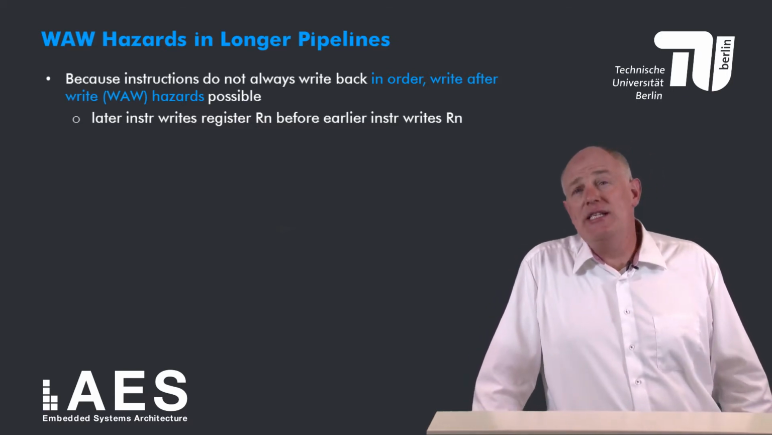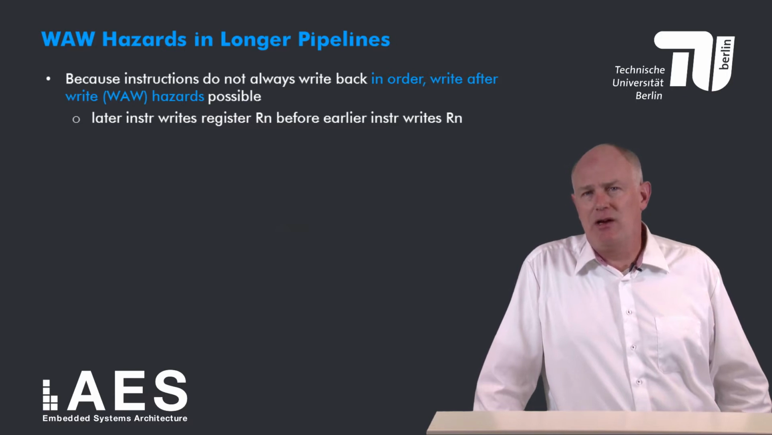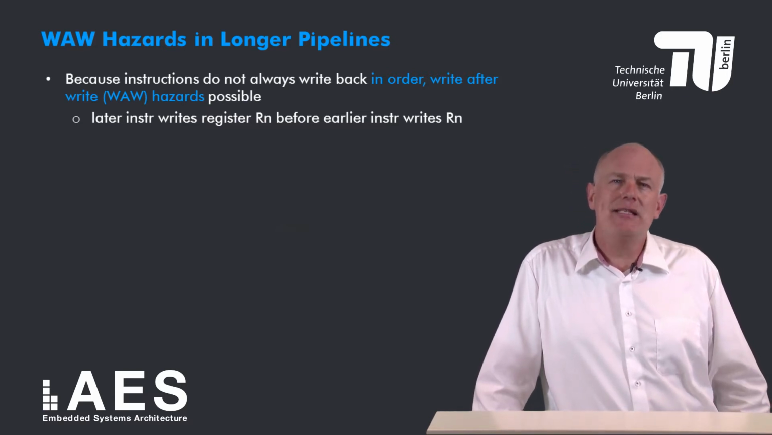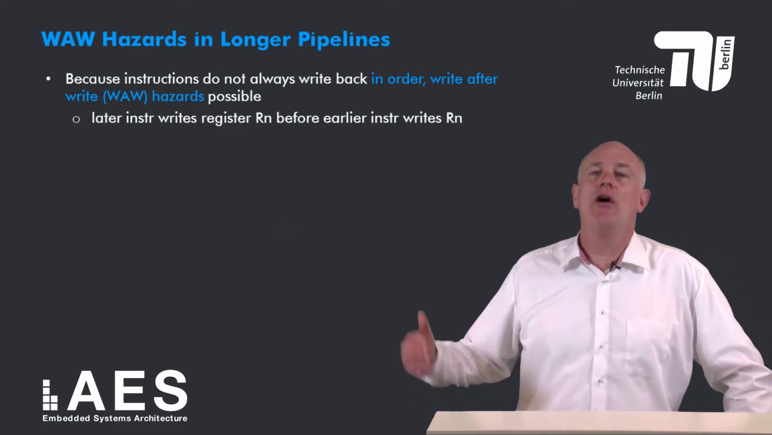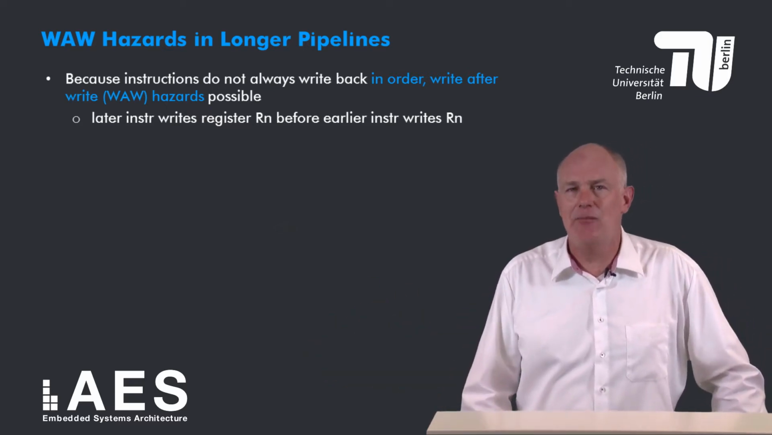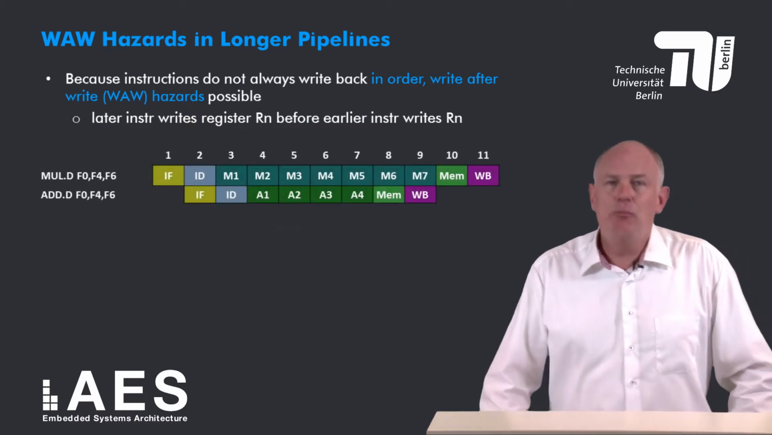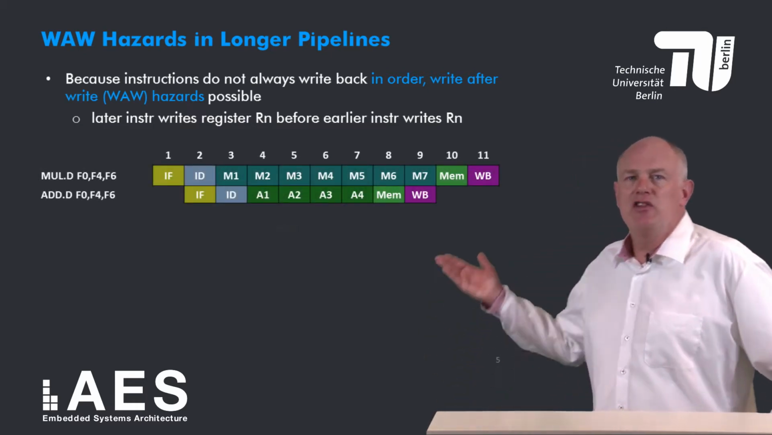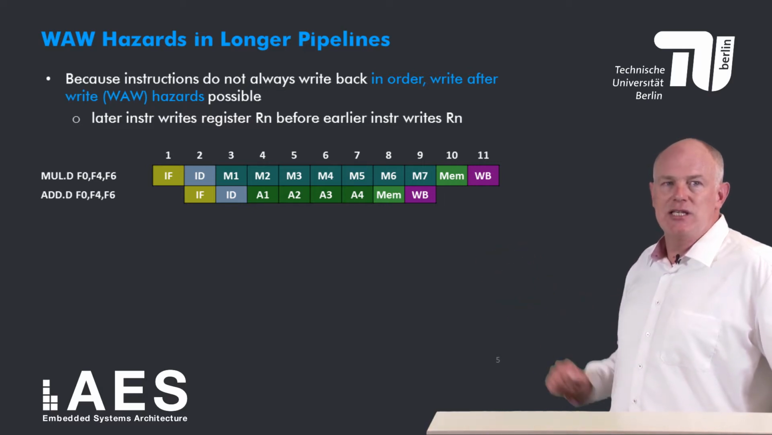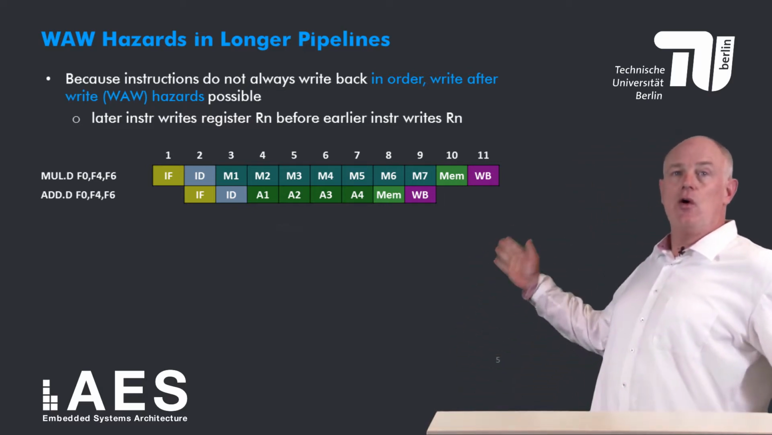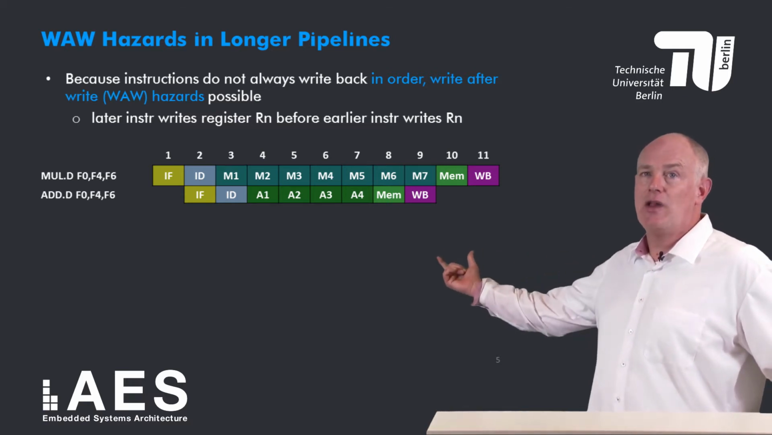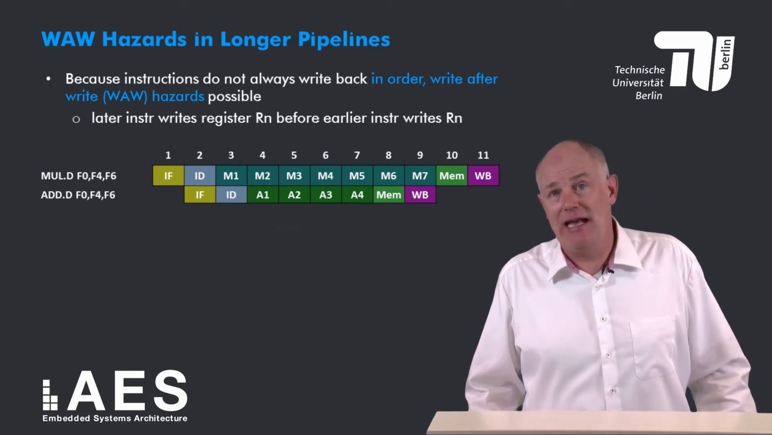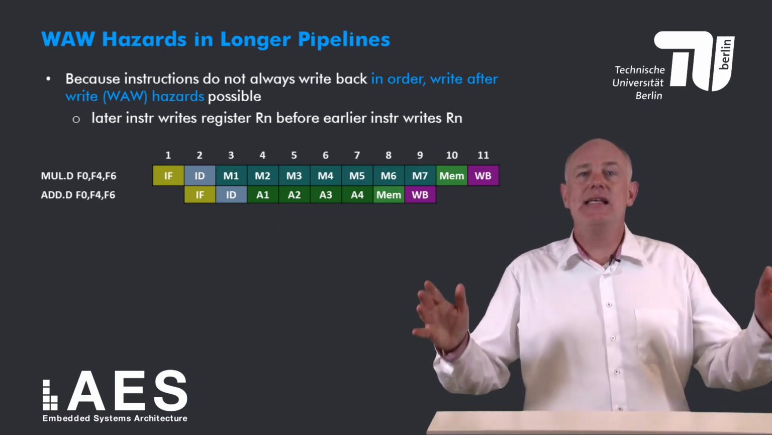Another issue for organizations with execution pipelines of different lengths is that write after write hazards are possible. A write after write hazard occurs when a later instruction writes to a certain register before an earlier instruction writes that very same register. To see this, please consider this example. The multiply double writes register F0 in clock cycle 11, and the next instruction also writes F0, but it does so already before that in time in clock cycle 9, because the add has a shorter latency than the multiply. Is this a problem?